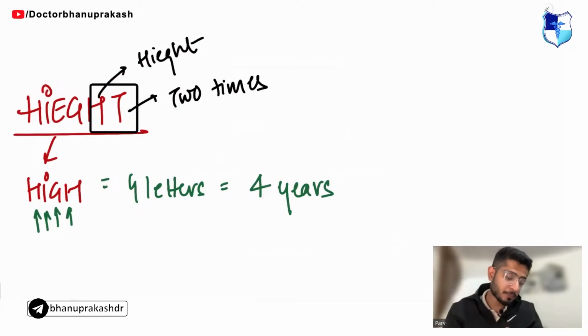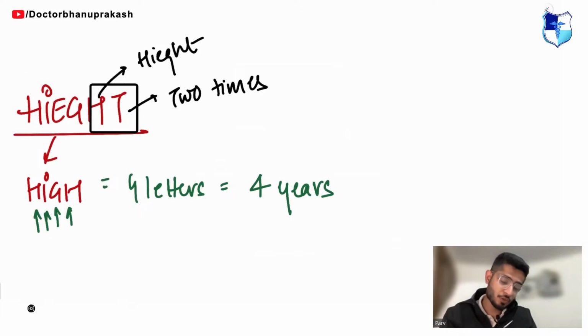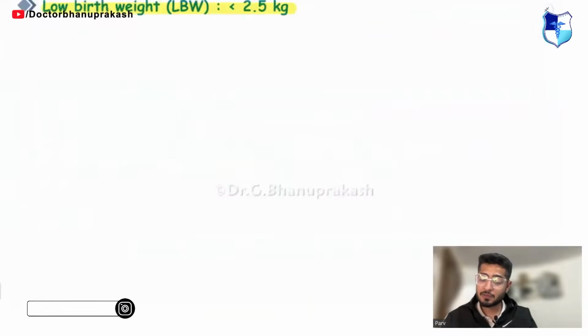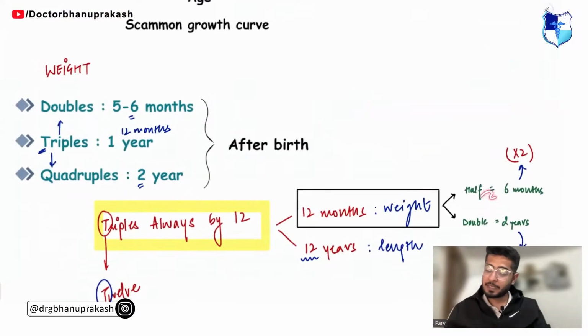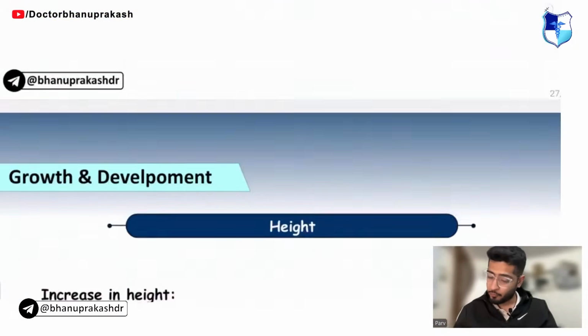So height is going to get doubled in how much time? Height is going to get doubled in 4 years. This is something which you have to remember. And of course, the weight is going to get doubled in how much time? Yes, weight is doubling in 2 years. Okay, weight in 2 years, height in 4 years.